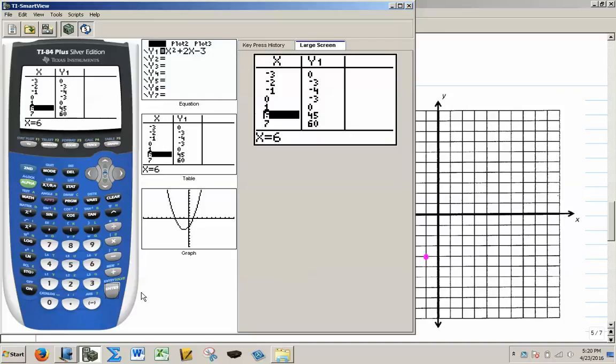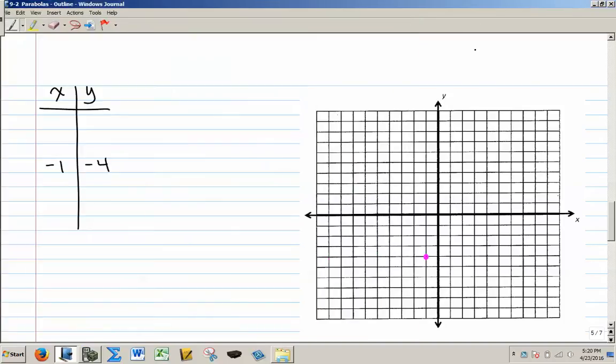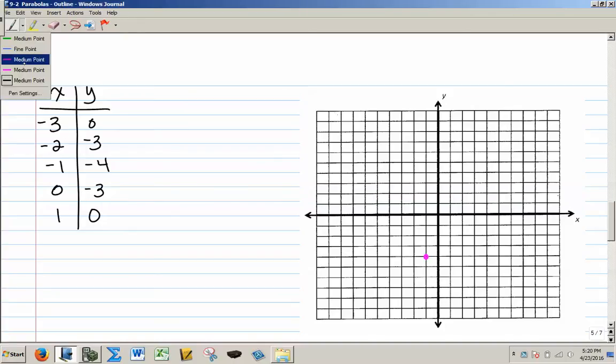So that gives me the y values of 0, -3, -4, -3, and 0. And that was for -3, -2, -1, 0, and 1. So let's graph those points. (-3, 0), (-2, -3), (0, -3), and (1, 0). And there's my parabola.